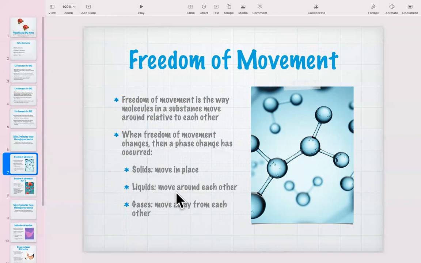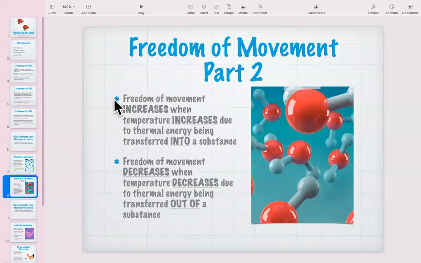So let's say substance molecules were moving around each other, and then they went to moving in place. We know that it went from a liquid to a solid, and now we have frozen. So we're definitely going to talk about this idea of freedom of movement: solids move in place, liquids move around each other, and gases move away from each other. A little bit more about freedom of movement.